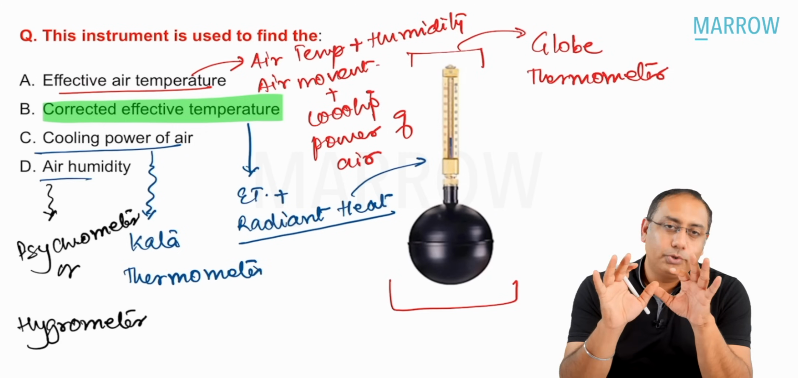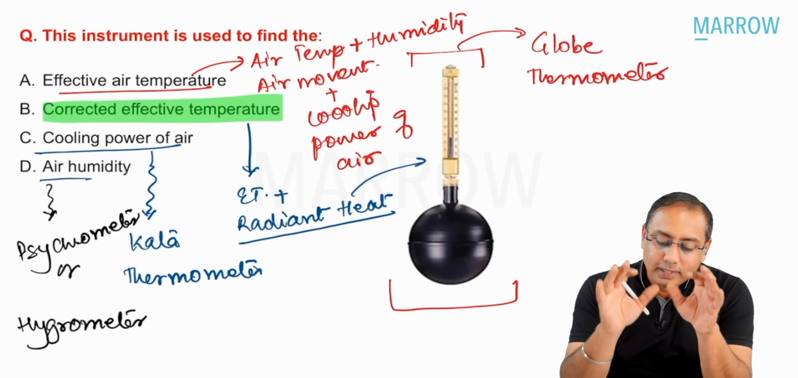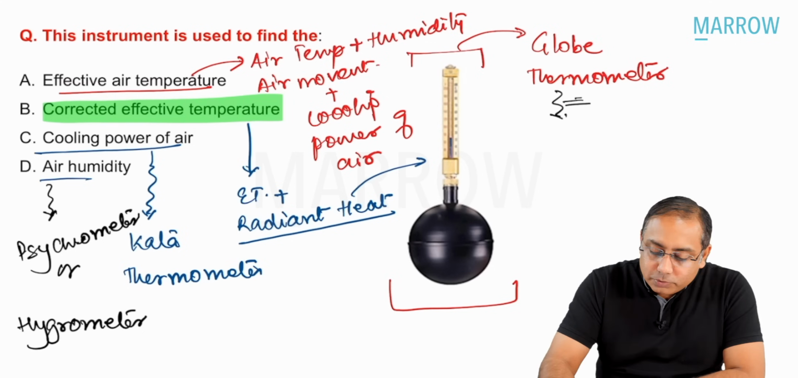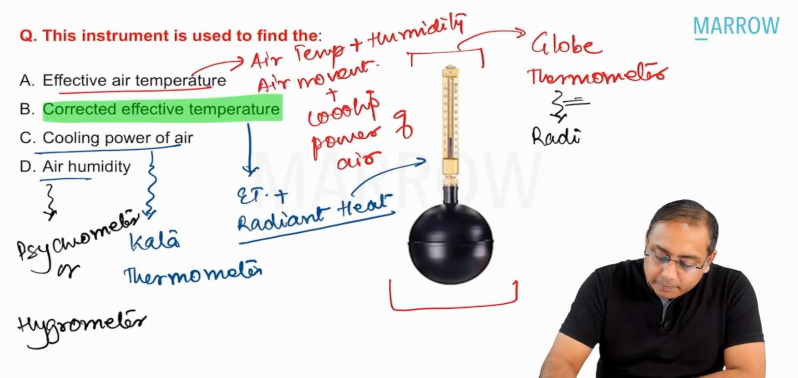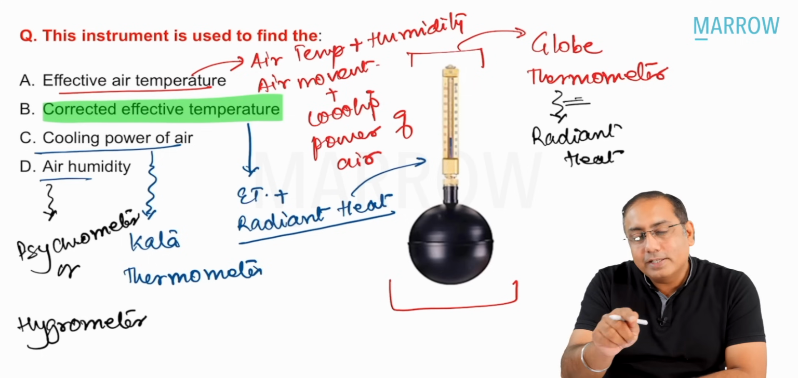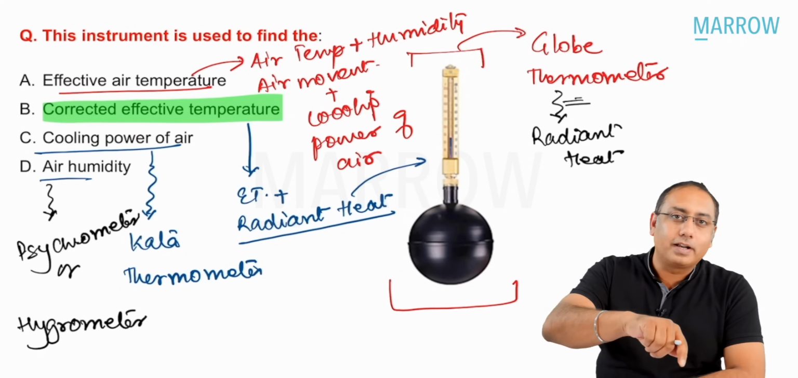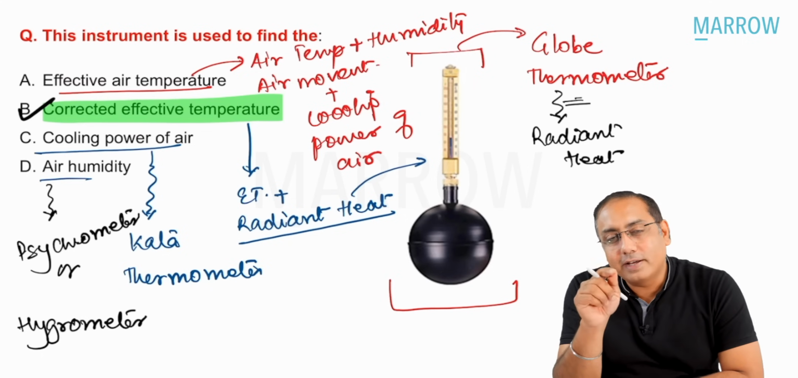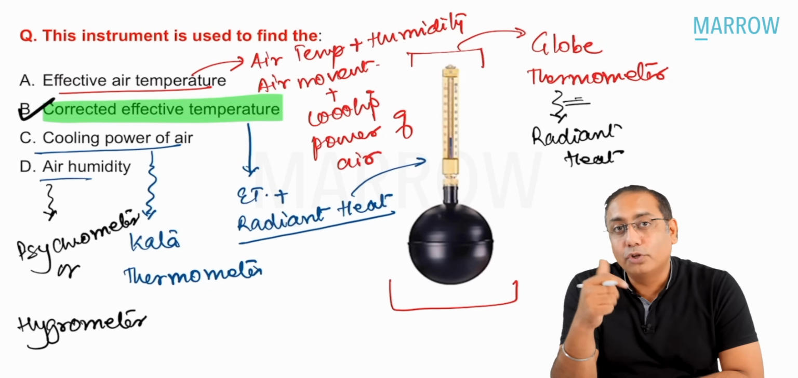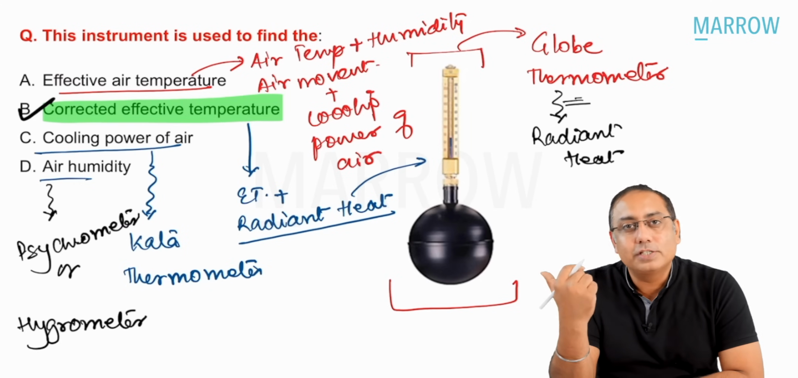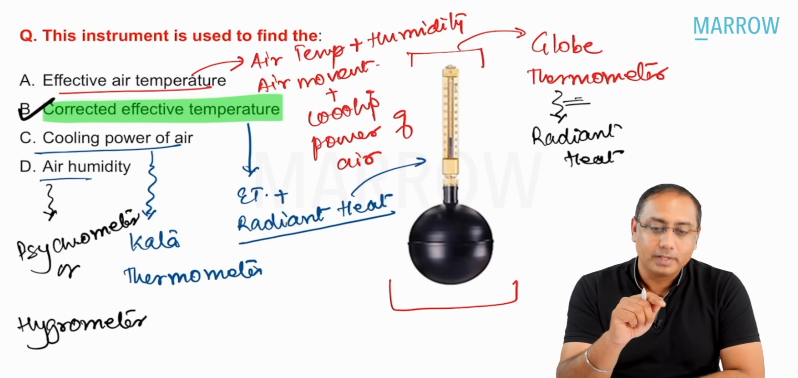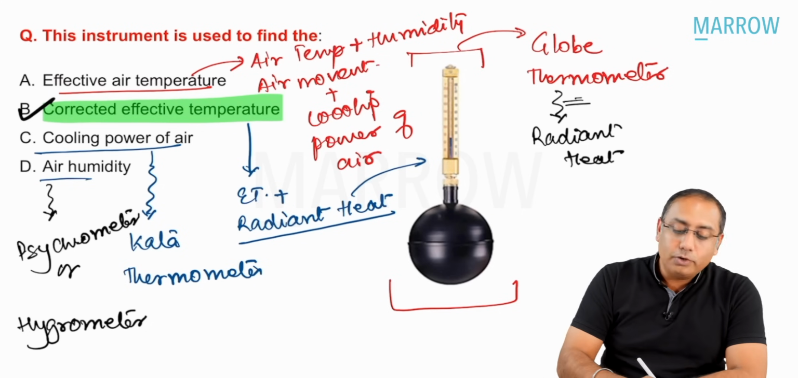So now do you understand how this question was asked? This question is asking what is the use of this globe thermometer. Globe thermometer is used to check the radiant heat. It is to check the radiant heat. And radiant heat is one of the components in the corrected effective temperature. So this instrument is used to find what? It is used to find the corrected effective temperature. Of course, not only this instrument, but this instrument is actually used in corrected effective temperature only, right? So radiant heat is given by globe thermometer.